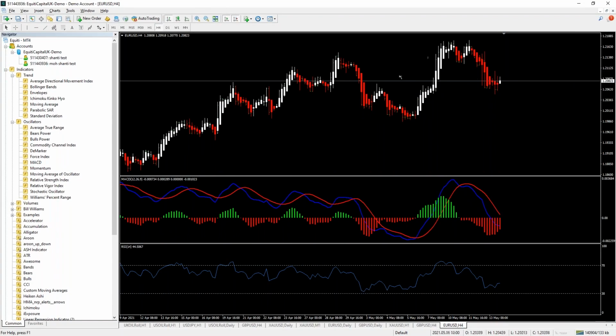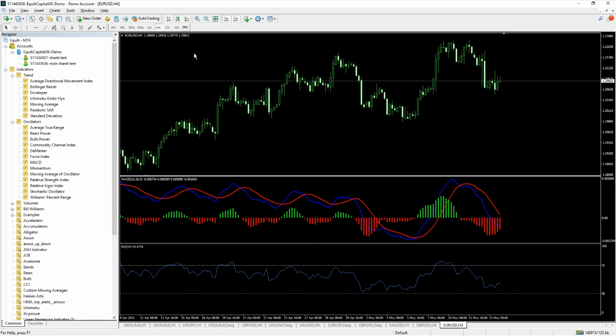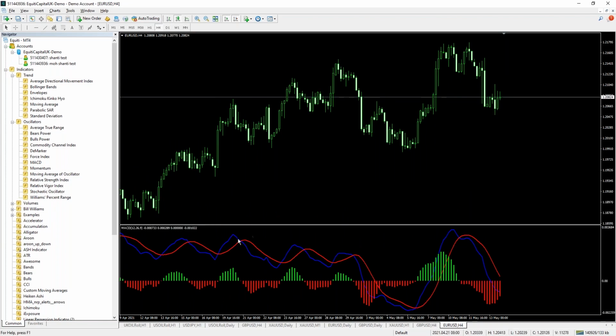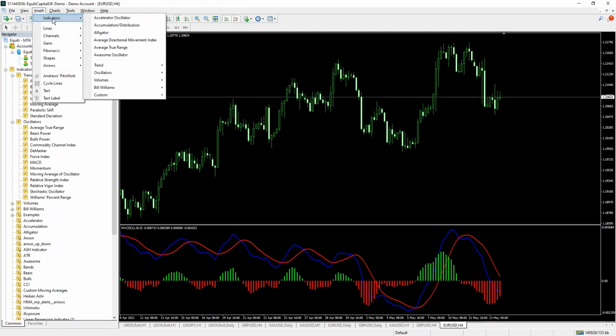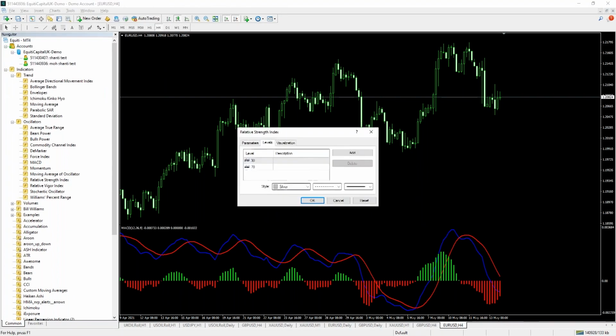By the way, for this indicator, I only put it when I already have a trade. I remove it when I don't have any trade at all. Okay, so first of all, I have my MACD. Add to it the average true range.